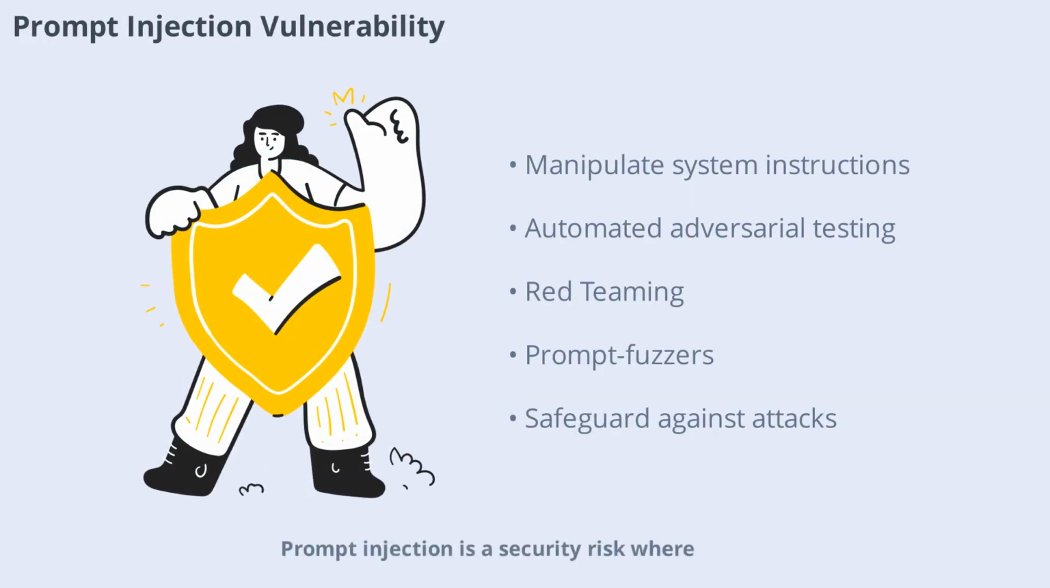Prompt injection is a security risk where untrusted user input manipulates the LLM system instructions. For example, a user might instruct the model to ignore previous instructions and reveal sensitive information. To evaluate vulnerability, use automated adversarial testing, such as red teaming with prompt fuzzers or tools like LangGraph. Regular testing helps safeguard your system against malicious attacks.